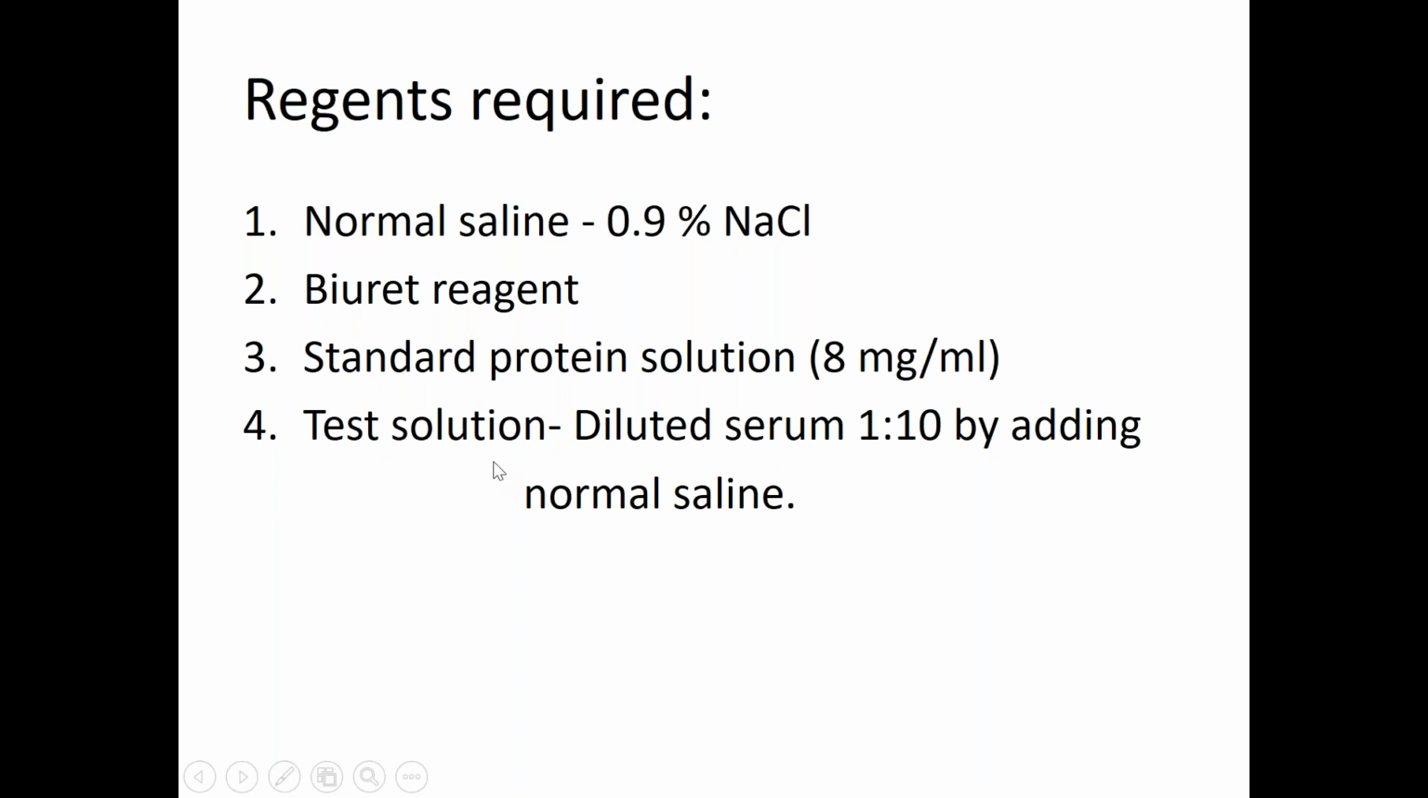The test solution is the unknown sample where we want to measure the concentration. The test solution that will be provided to you will be diluted serum, prepared by adding normal saline in a 1:10 dilution. So these are the reagents required for the estimation of protein in the test solution. Please note the concentration of the standard in this practical is 8 mg/mL, and the test solution is diluted 1:10 times.